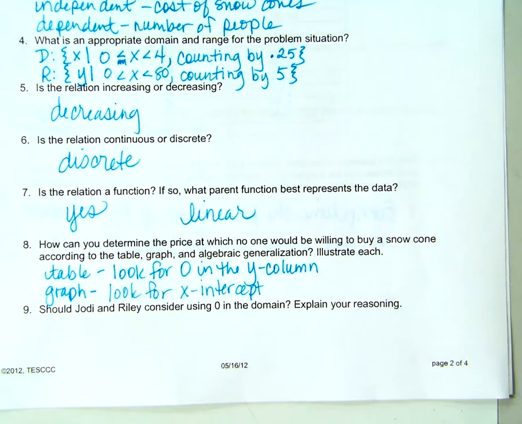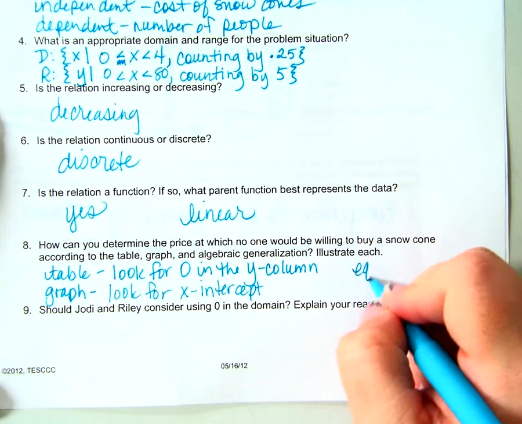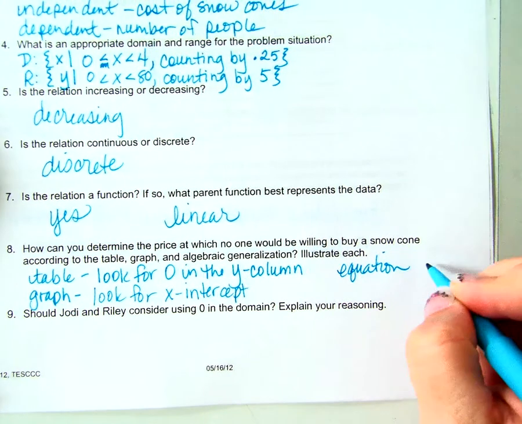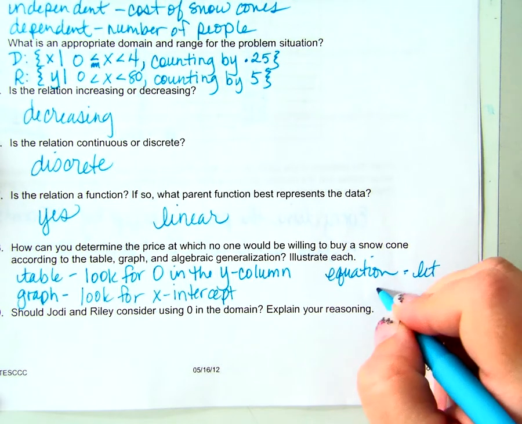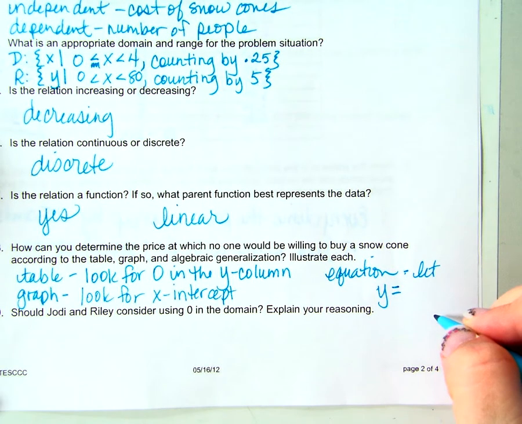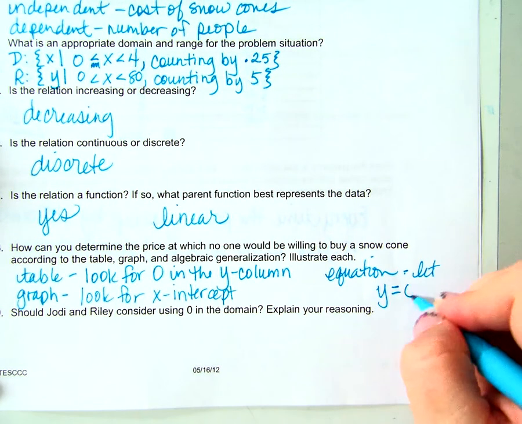How can you determine the price at which no one would be willing to buy a snow cone according to the algebraic generalization? Most popular question here today has been, what is an algebraic generalization? What does it mean? It's the equation, right? So if we're just looking at the equation, how are we going to find it? Let y equal 0. Very good.